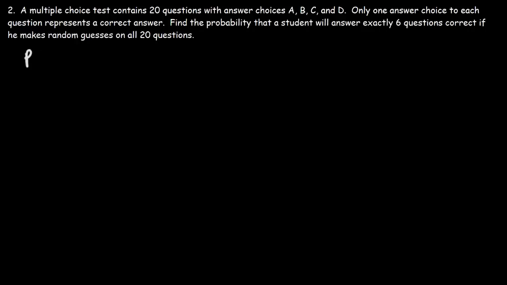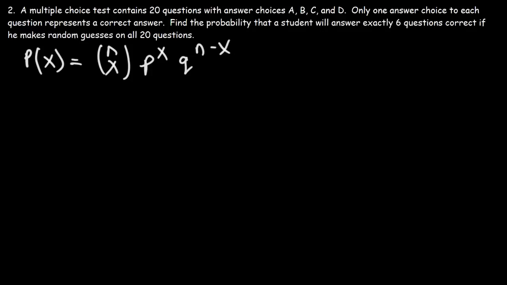So let's begin with the formula. It's going to be nCx times the probability that it will be successful raised to the x power, times the probability that it's going to fail raised to the n minus x.